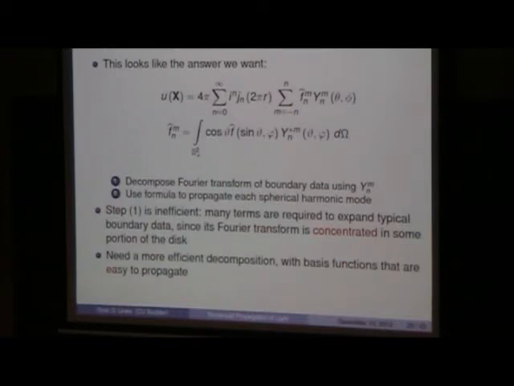So what we want to do is try to find a more efficient decomposition of the boundary data using basis functions that can still be propagated easily. To do that, we turn to the generalized prolate spheroidal wave functions. They were studied by Slepian and his collaborators at Bell Labs in the 60s, and they're a natural basis for working with data that is concentrated in some aperture and band limited.